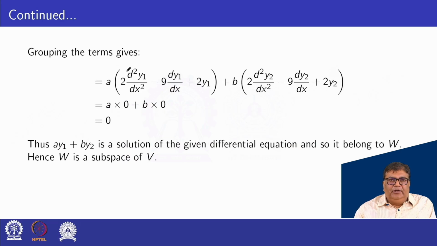So grouping the terms gives a times (2 d2y1/dx2 minus 9 d/dx of y1 plus 2y1) plus b times (2 d2y2/dx2 minus 9 d/dx of y2 plus 2y2). That is a into 0 plus b into 0 equal to 0. Thus ay1 plus by2 is a solution of the given differential equation and so it belongs to W. Hence, W is a subspace of V.